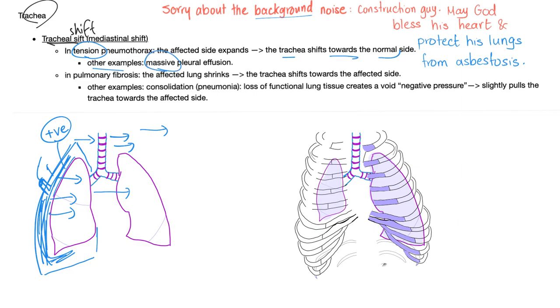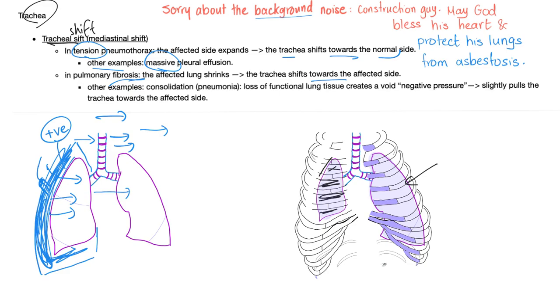Other example is massive pleural effusion. Same thing, lots of fluid here. It's going to push the trachea towards the normal side. Opposite to that is pulling the trachea towards the affected side. In other words, the diseased area or side will pull the trachea towards it. Examples include pulmonary fibrosis. So here is your normal lung here. Here is your fibrosed lung. It's shrinking and it's horrible.